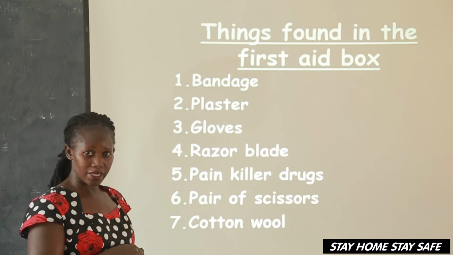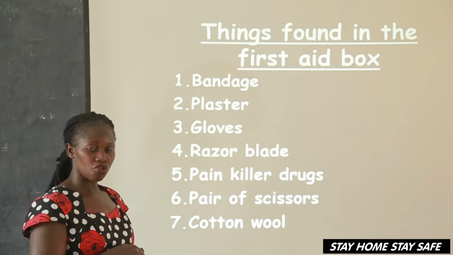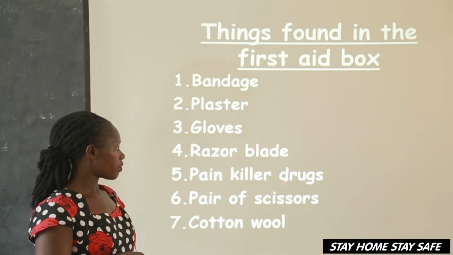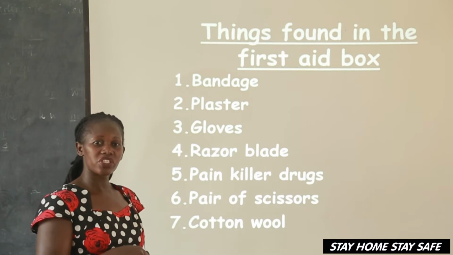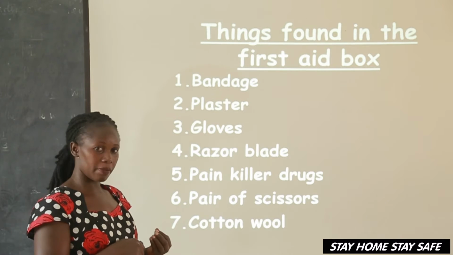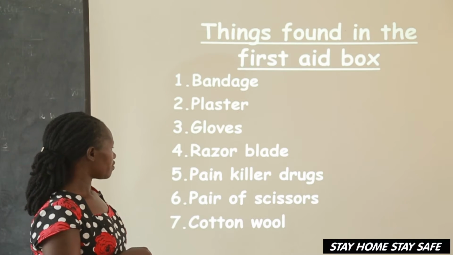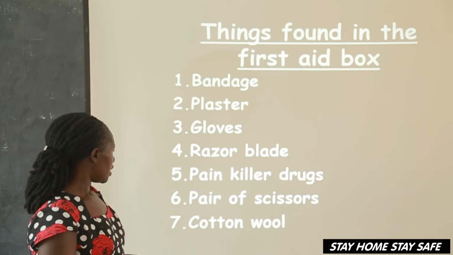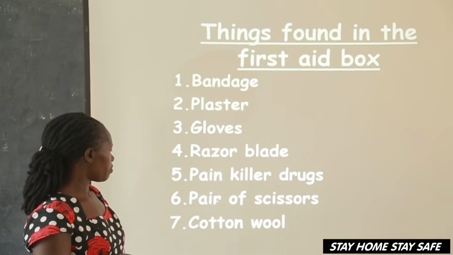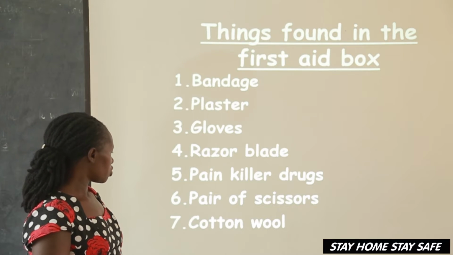We need a razor blade or a pair of scissors. Then painkillers. Do you know why we need these painkillers? Because that casualty feels a lot of pain, so we need to relieve the pain. By so, we have to give painkillers. A pair of scissors. As I told you, we need a razor blade or a pair of scissors. We need cotton wool.